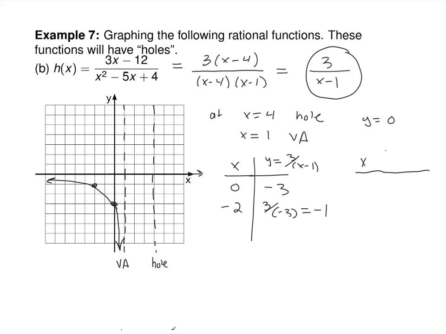Now pick some numbers on the other side. What's one number that will work out pretty well? 2. That will be 3 over 1, I believe. So 3 over 2, up 3.